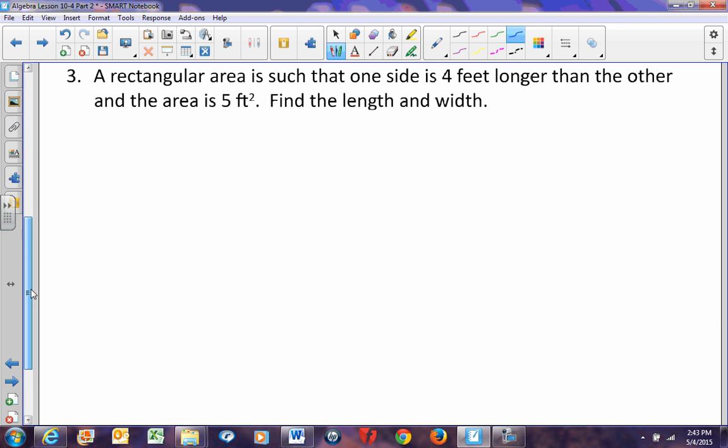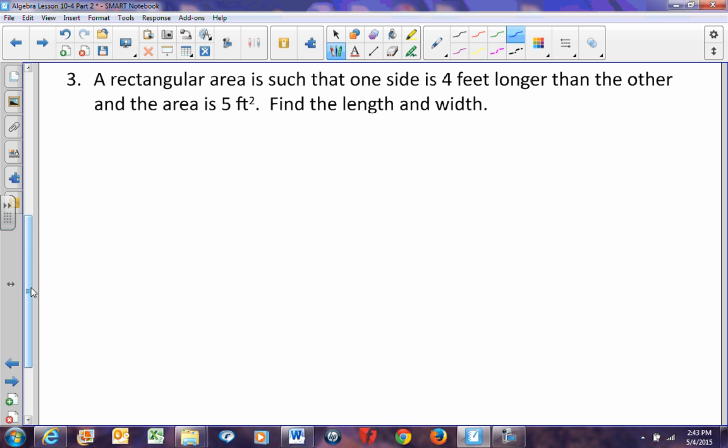Let's look at number 3. A rectangular area is such that one side is 4 feet longer than the other, and the area is 5 square feet. Find the length and width. Okay, let's draw a picture. Pictures are worth 1,000 words. In my case, probably 20.